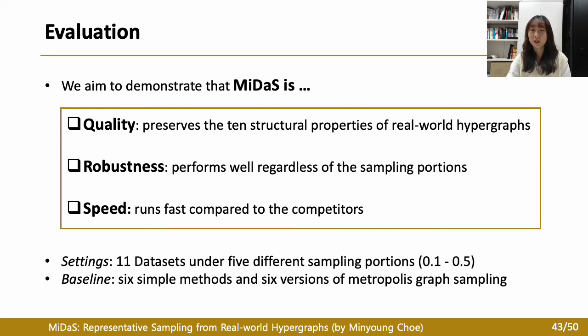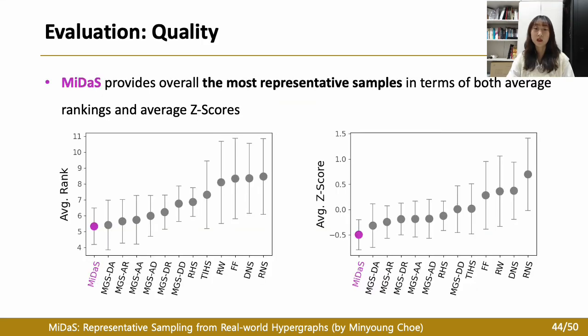We did experiments in 11 real-world datasets under 5 different sampling portions, and we compared it with 12 competitors, including simple, intuitive methods and 6 versions of metropolis graph sampling, which directly optimize the difference between the sampled and original hypergraphs. Midas provides overall the most representative samples in terms of both average rankings and average z-scores. Midas is followed by different versions of metropolis graph sampling, which are significantly slower than Midas.